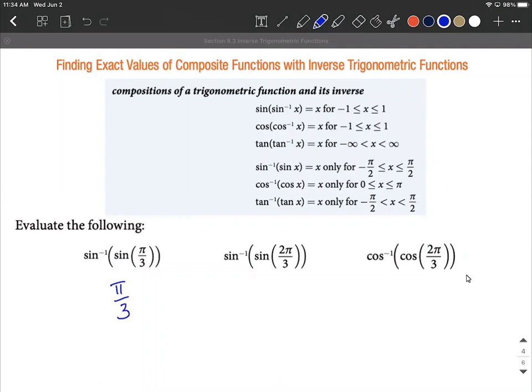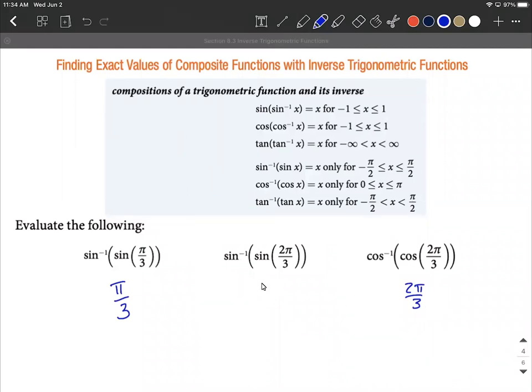The same thing can be said over here on the right-hand side, cosine inverse composed with cosine of 2 pi over 3. Now cosine's the weird one. It has to be between 0 and pi. Well, that value being plugged in is between 0 and pi. It's only 2/3 of a pi. So we get that really nice canceling out, and that's just going to equal 2 pi over 3.